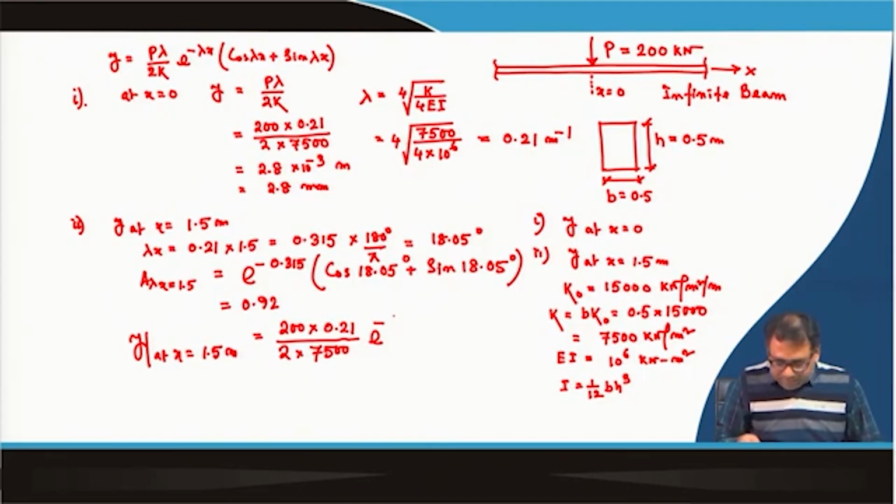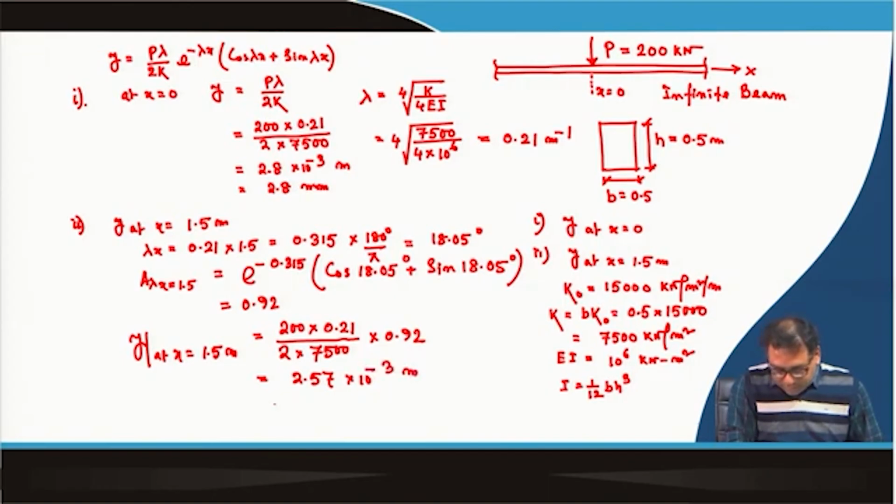That part I have already calculated. So, this e to the power lambda x means 0.31, I have already calculated. So, I have to multiply with 0.92. So, this value is coming out to be 2.57 into 10 to the power minus 3 meter, which is 2.57 millimeter.